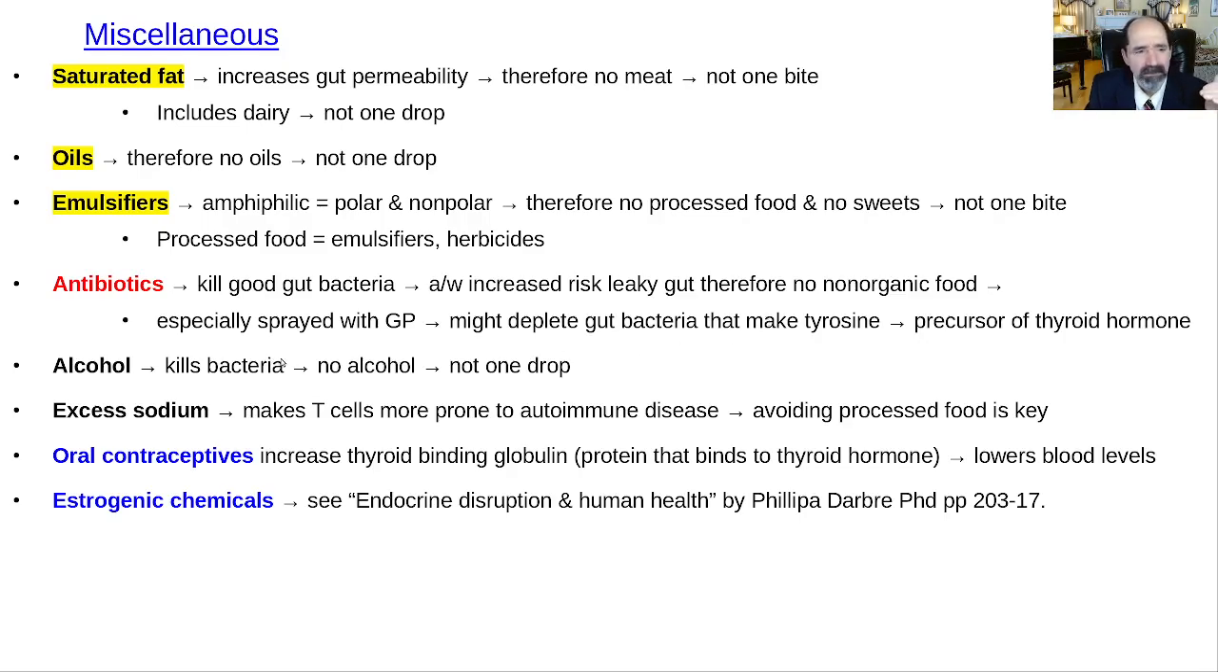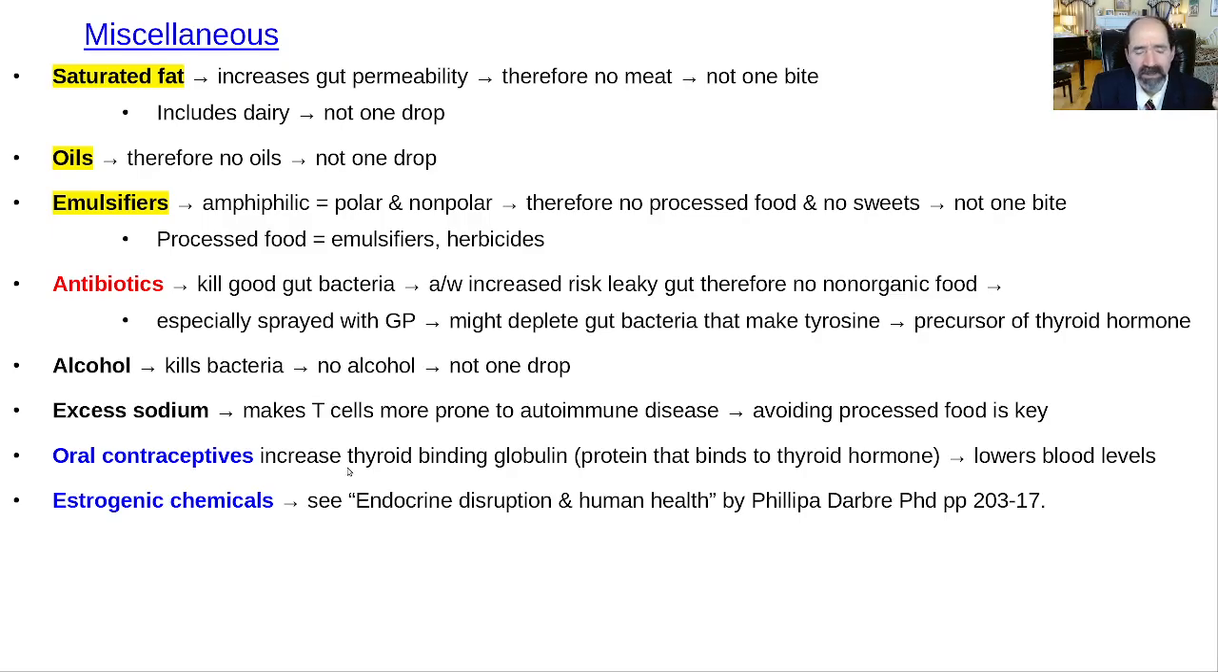Excess sodium is a minor concern, but theoretically it might increase autoimmune disease by accentuating T-cell reactions. That's a minor thing. It's not one of the major players. The major players are the stuff up here: no animal products, no oil, no processed food, no antibiotics to the extent you can avoid them, which especially means avoiding non-organic food. Oral contraceptives, increasing estrogen levels, seem to have a little bit of an effect.